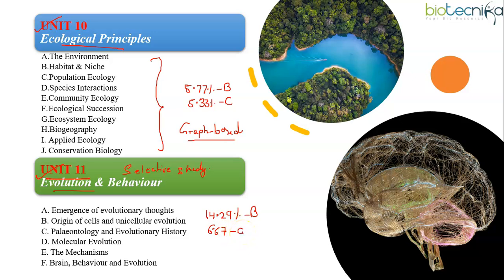So out of these two units, Unit 10 and 11, you have a choice. As I told you, from Unit 11, you can do selective study. But if you want to choose between these two, Unit 11 and Unit 10, I'll suggest that ecology, that is Unit 10, is a relatively easy unit where you can score excellently if you understand the concepts during your CSIR NET Life Sciences preparation.